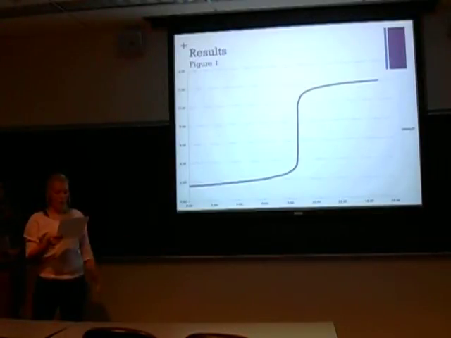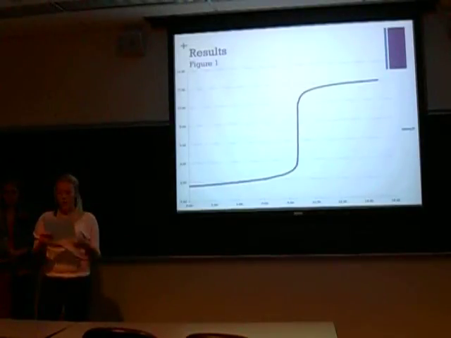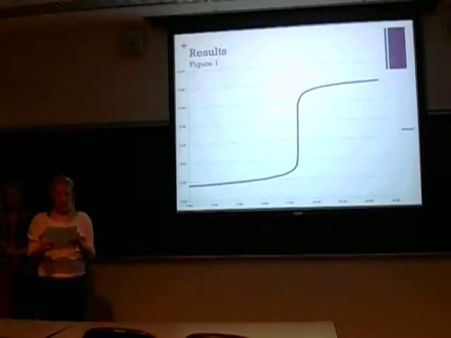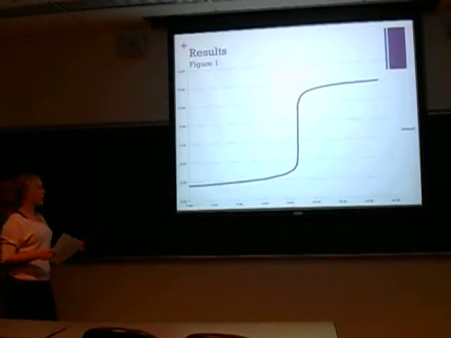Figure 1 represents pH versus the volume of base. This chart is the plot of a strong acid titrated by a strong base. The pH is plotted along the y-axis, and the volume in milliliters of sodium hydroxide added is plotted along the x-axis.